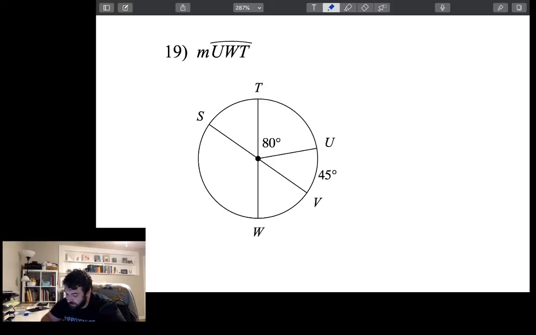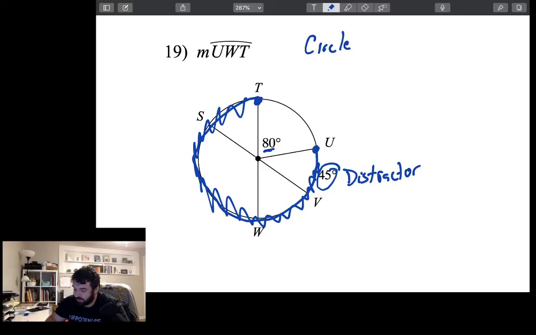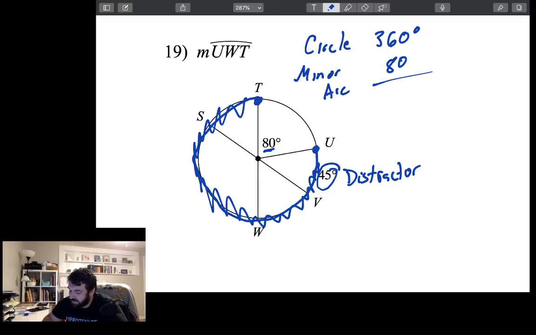So UWT, I've got U through W and around to T. That's all of this. That's this big major arc going around the other direction. And there's not a whole lot of seemingly useful information there except for this 80 degrees and this 45, which is really a distractor. Because, as I know you guys know, a circle has 360 degrees. The minor arc we've got is 80 degrees, which leaves me at 360 minus 80, which gets me to 280 degrees for the remainder of the measure. So don't forget that 360 degree trick.